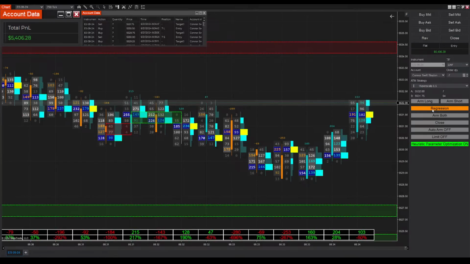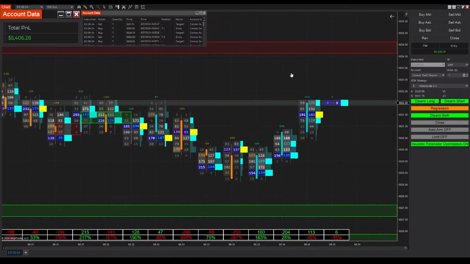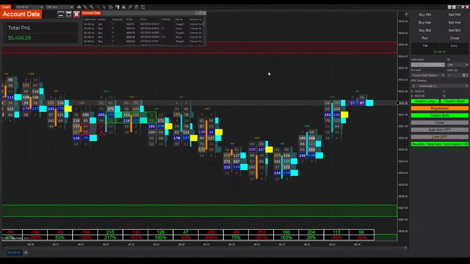End up winning that trade as well. So up to 5,400. We're going to try and go for 7.5K profit today. We can see if we can reach that. But if we dip down below 4,000, I think we'll probably call it.